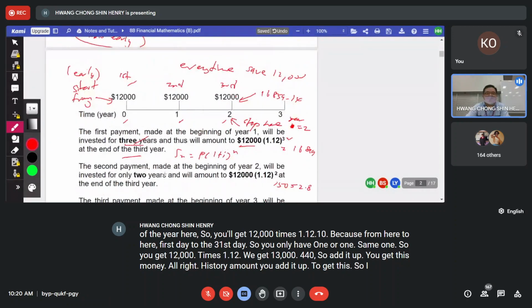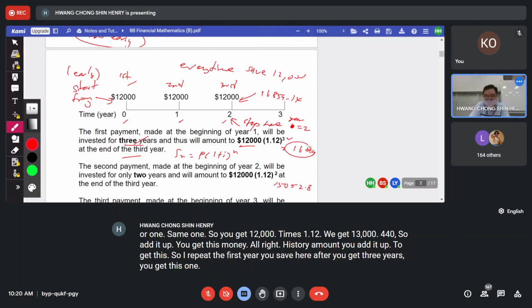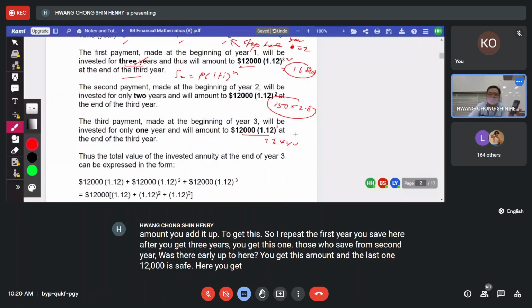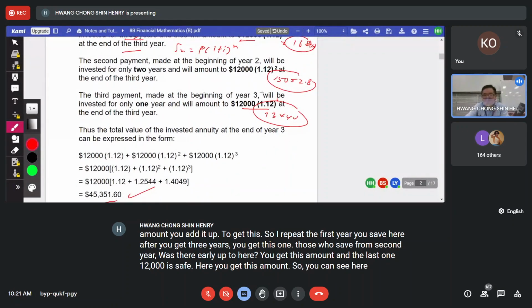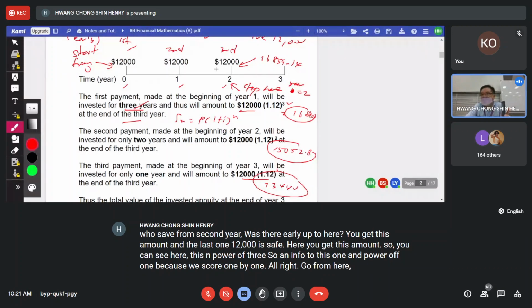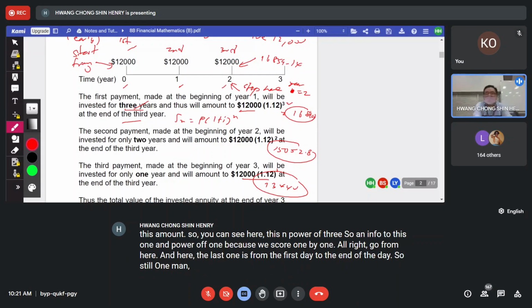So I repeat: the first year you save here, after 3 years, you get this one. Those who save from the second year, first day early, up to here, you get this amount. And the last one, 12,000 you save here, you get this amount. So you can see here, this is n to the power of 3, this one n to the power of 2, this one n to the power of 1, because we go 1 by 1. All right, go from here, here, and here. The last one is from the first day to the end of the day, so still 1 month, now we need the n. So n is 1 here.